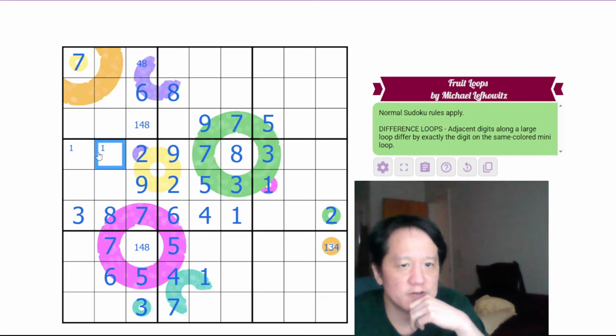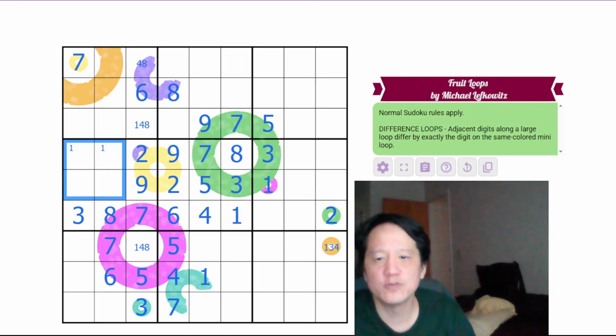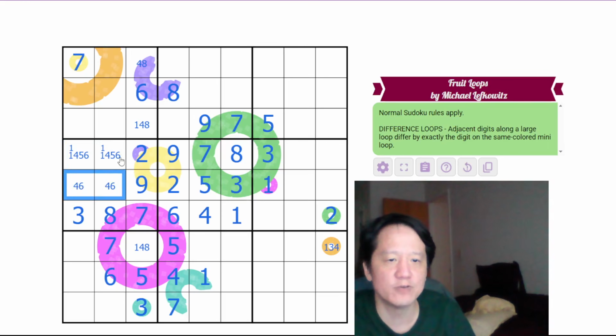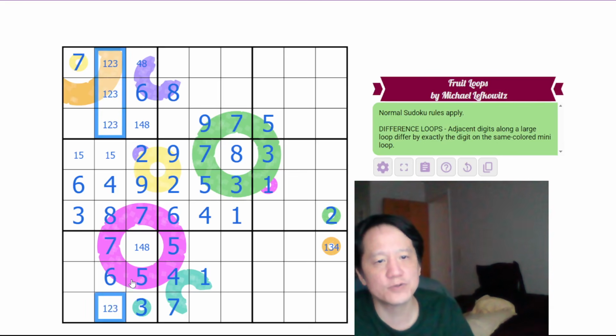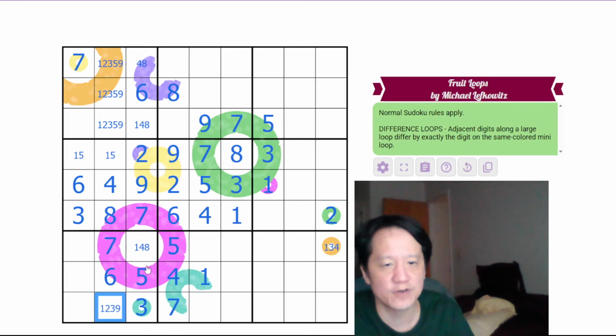Remaining digits of box 4 have to be 1, 5, 4, and 6. And this cannot be 1, 5, so it's a 4, 6 pair, which eliminates 4 and 6 in the rest of the box, so this can't be 4, 6. 6 eliminates 6 here, so that's 4, which makes that 6. Remaining digits of column 2. We have 1, 2, 3, 5, and 9. This can't be 5 here, or 3 because of 3 or 5 in the box.